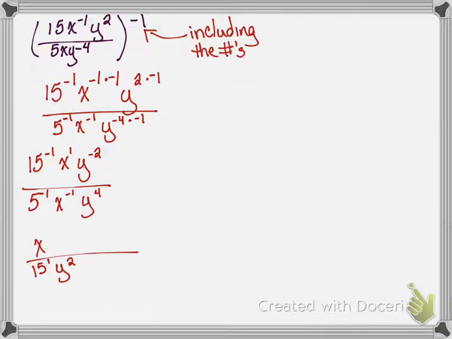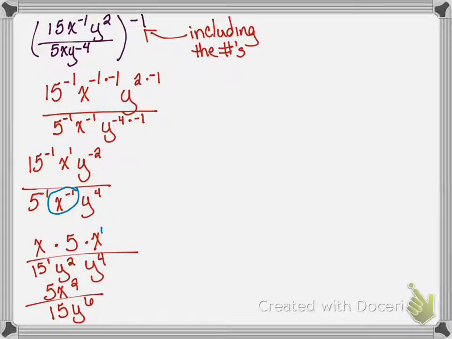Okay, now in the denominator, what gets moved to the numerator? Okay, look at our number. What's our number? Good. What else? So the x to the negative 1 goes to the numerator. So what do I have in the numerator? Okay, so because I have x to the negative 1 in the denominator, x to the first goes to the numerator. Okay, what about the y to the 4th? Does it stay or go? Stays. Okay, so now I have 5x squared over 15y to the 6th. And I'm almost done, but what else can I do?